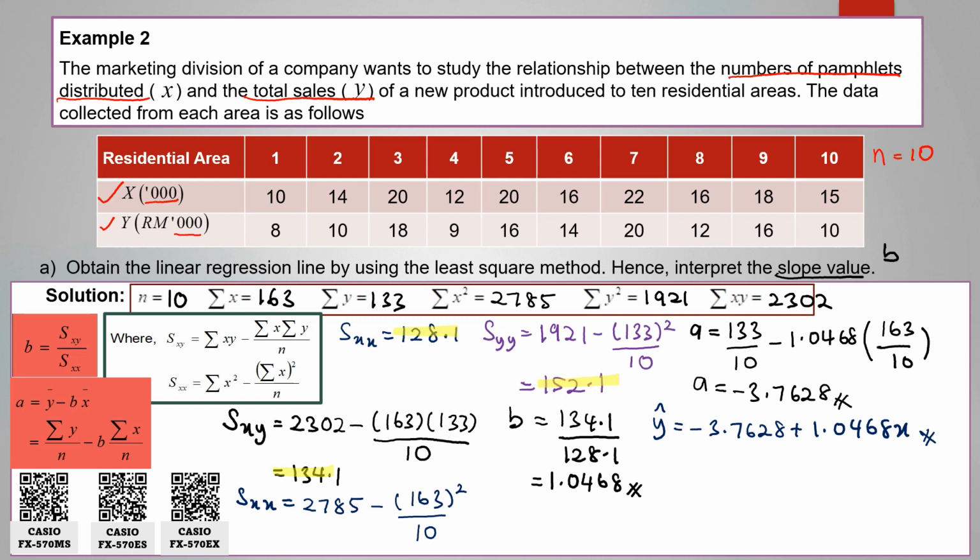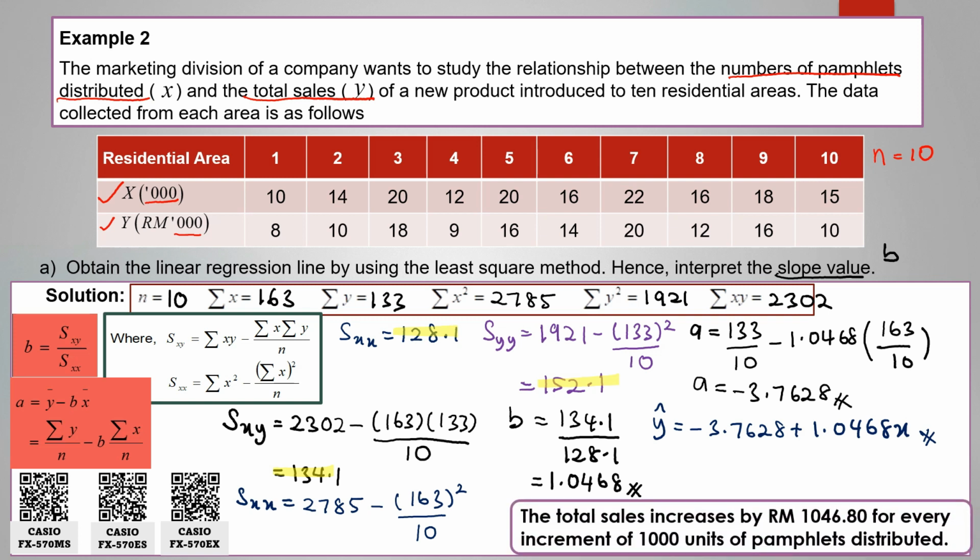So this will be your linear regression line. And then what you need to do is interpret the slope value. So the interpretation would be: the total sales increases by RM 1,046.80 for every increment of 1,000 units of pamphlets distributed.